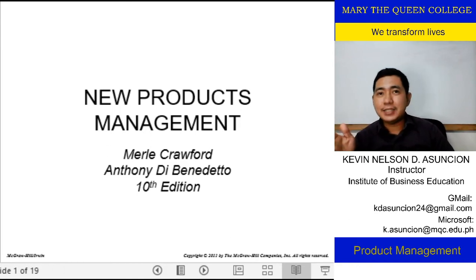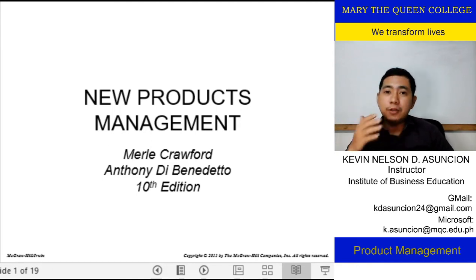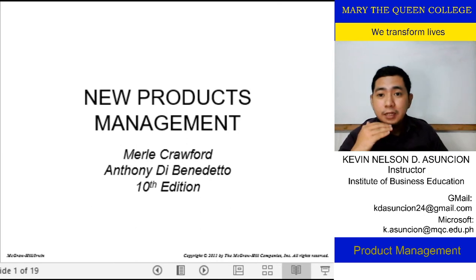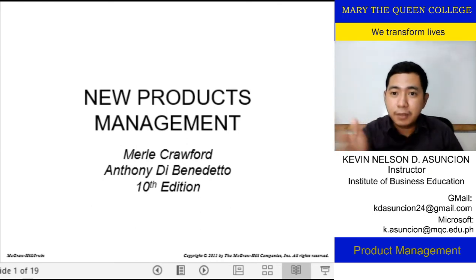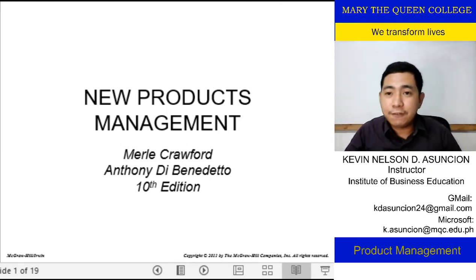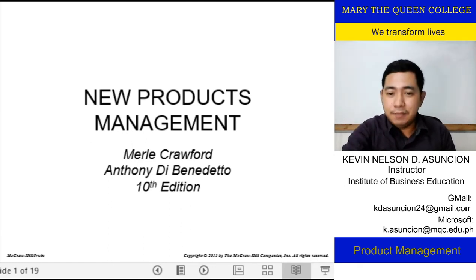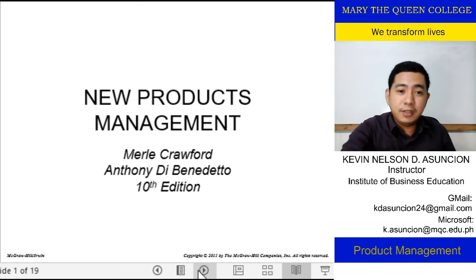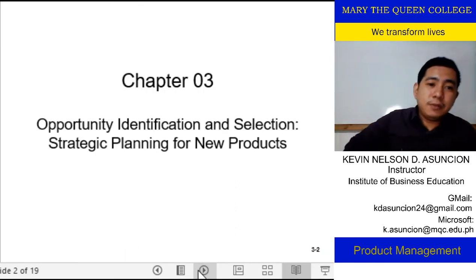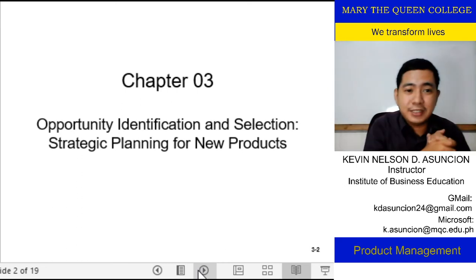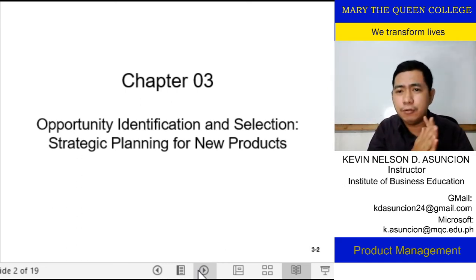Last time we discussed the process, the gestation process of creating a new product. Today we'll be digging deeper into those processes, and let me begin with the first phase, wherein we identify opportunities. I hope that you're getting ready, and without much further ado, let's begin the discussion. This is about opportunity identification and selection. This is strategic planning for new products.